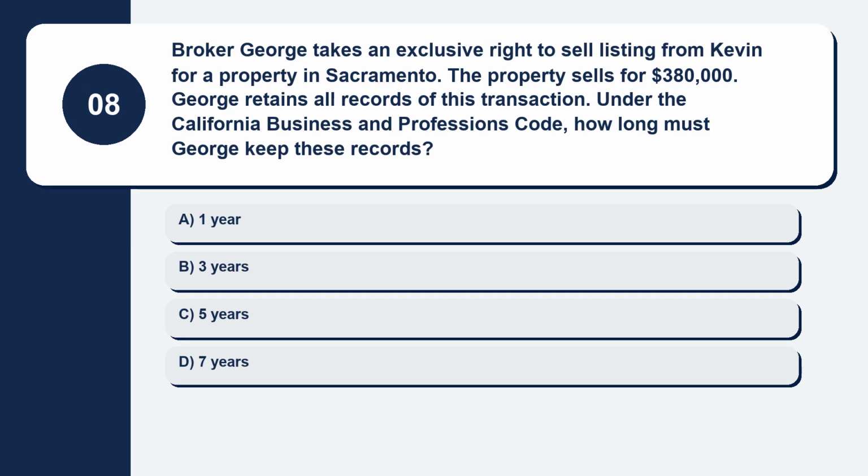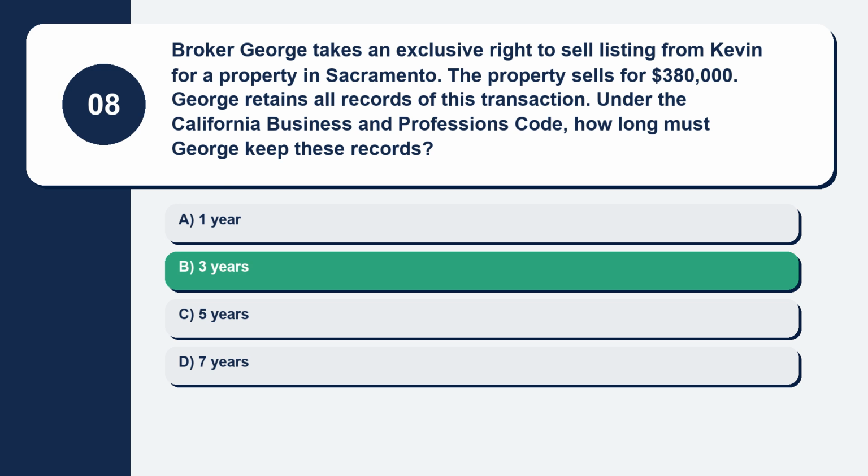Question 8. Broker George takes an exclusive right to sell listing from Kevin for a property in Sacramento. The property sells for $380,000. George retains all records of this transaction. Under the California Business and Professions Code, how long must George keep these records? Here are your options. Option A, 1 year. Option B, 3 years. Option C, 5 years. Option D, 7 years. The correct answer is option B, 3 years.